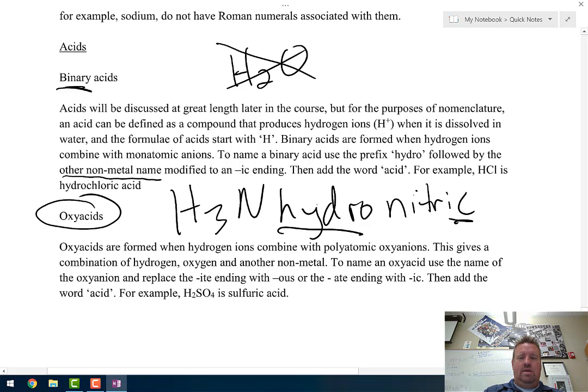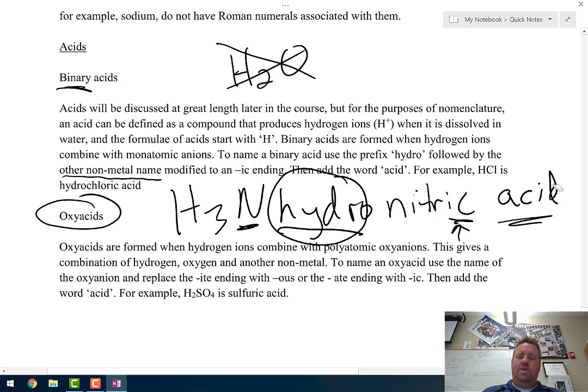Nitric, that's nitrogen. And then acid. Okay, so if it starts with hydrogen and there's only one more element with it, that is a binary acid. You must put hydro in the front. You always change the N to IC, and then you write acid.